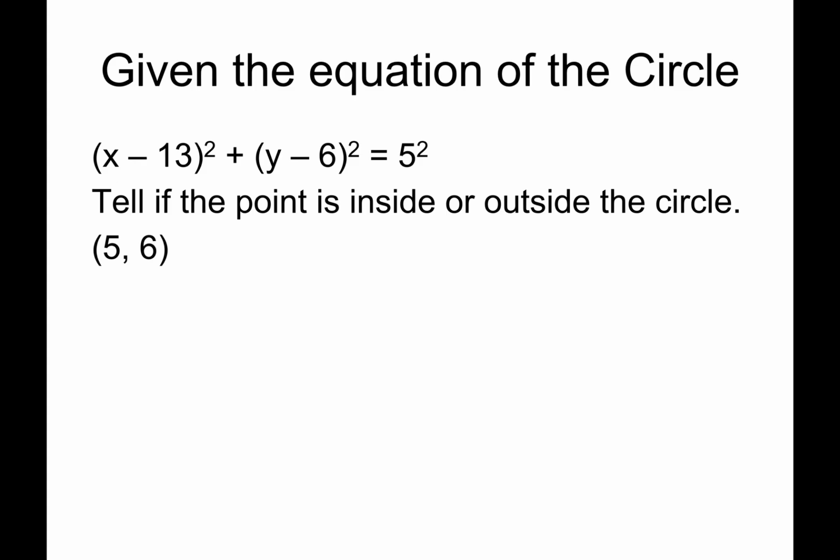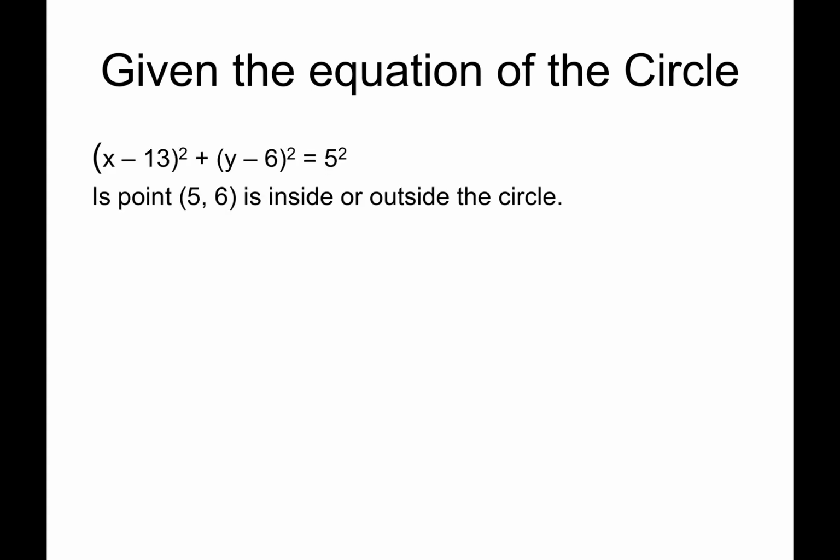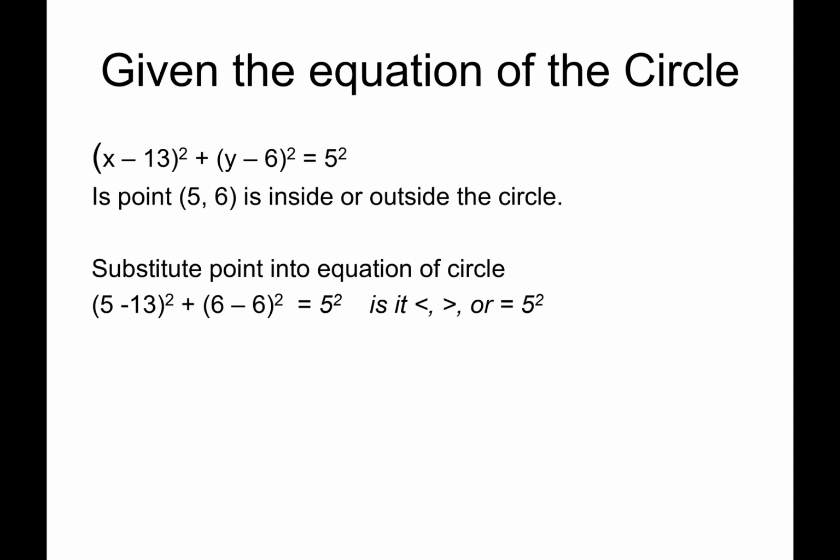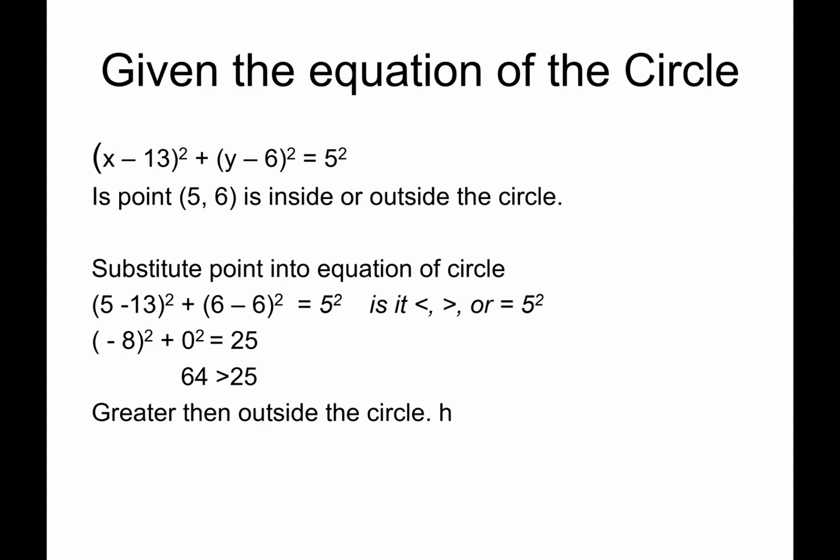Let's try one more example. Tell if the point is inside, outside, or on the circle. We have the point (5, 6). Substituting our points into our equation of the circle gives us (5 minus 13) squared plus (6 minus 6) squared, and we compare it to 5 squared. We need to check to see whether the left-hand side is less than, equal to, or greater than 5 squared. This gives us (-8) squared plus 0 squared, which is 64. 64 is greater than 25. Therefore, this point is outside the circle.